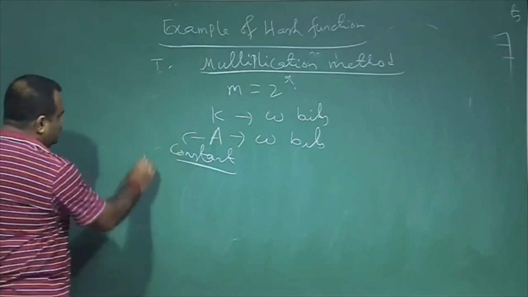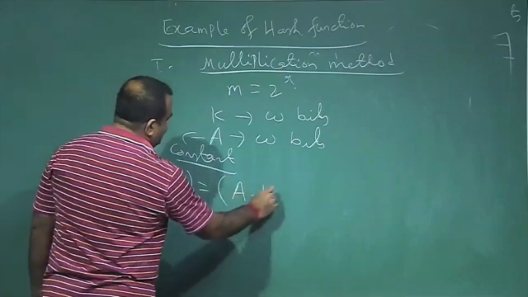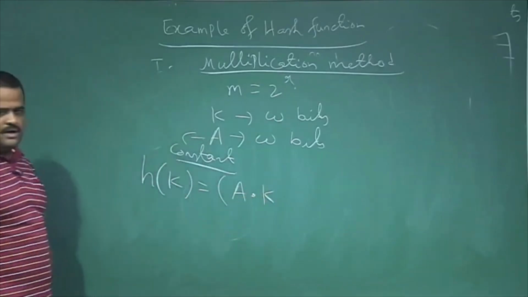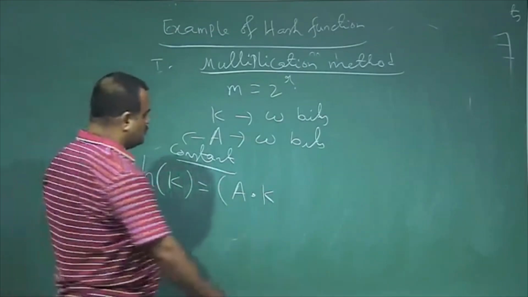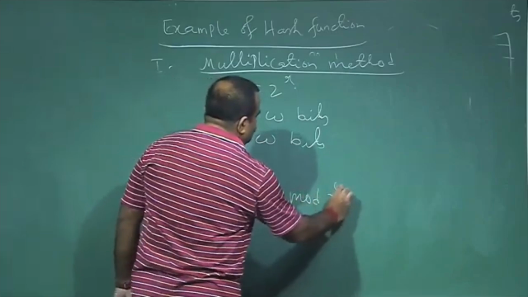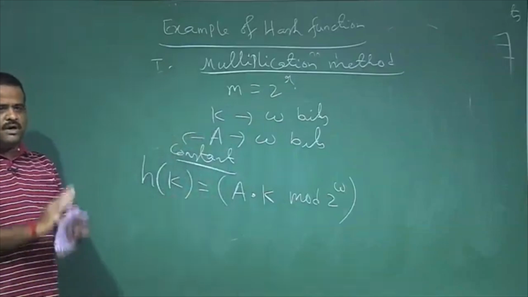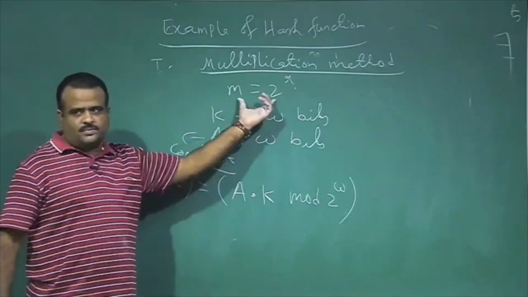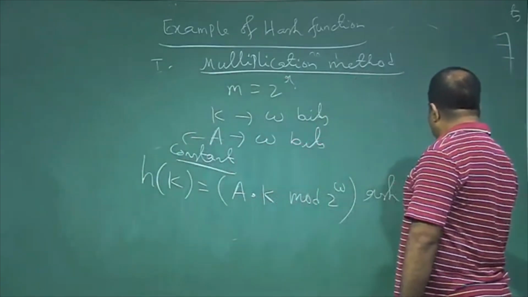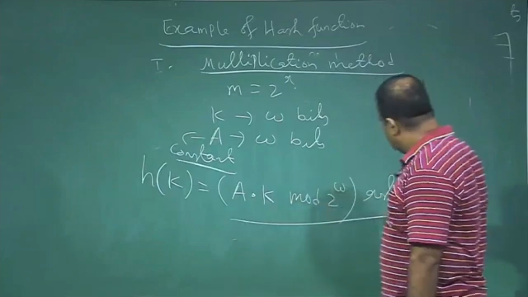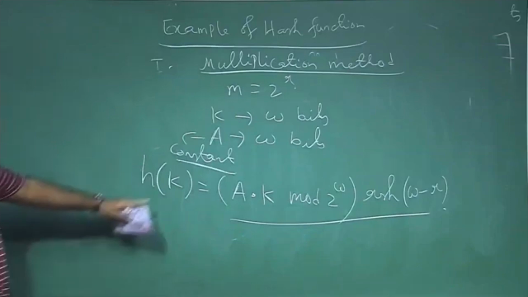So, now what is the hash function h of k? We are multiplying a with k. Since a is w bit and k is w bit, this will be 2w bit. Now, we want to make it w bit again, so we do mod 2 to the power w. Then it will give us w bits, but now we want this to be r bits, because m is 2 to the power r. So, then we do the right shift by w minus r bits. This is the hash function h of k.